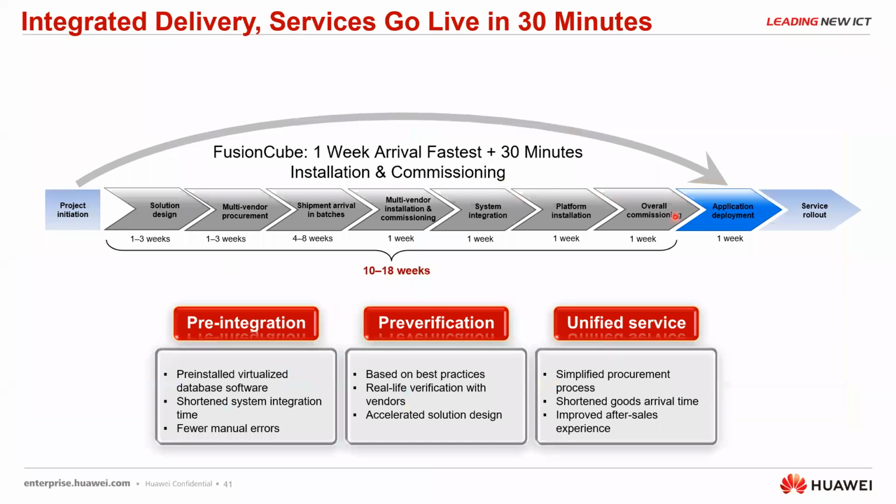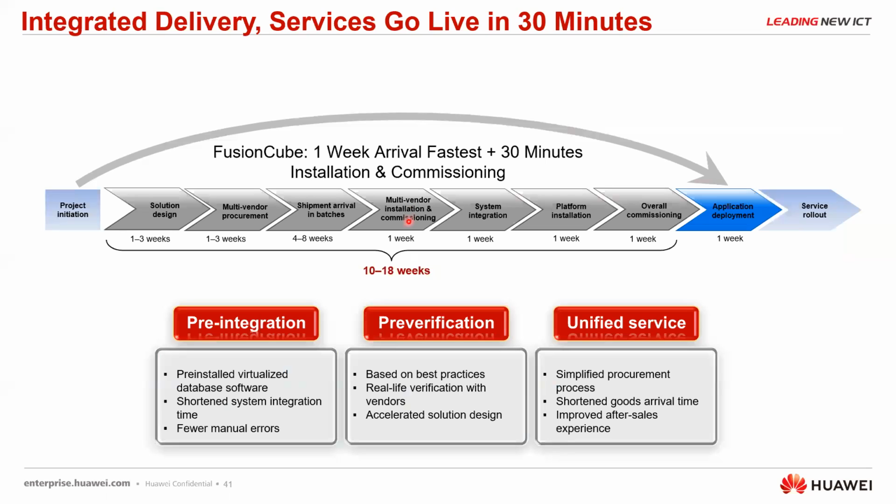Here is some picturization to make this understood. So here is the solution design, multi-vendor procurement. If you are doing the competition to analyze the good vendor for you, the shipment arrival takes 4 to 8 weeks, and then comes multi-vendor installation and commissioning.